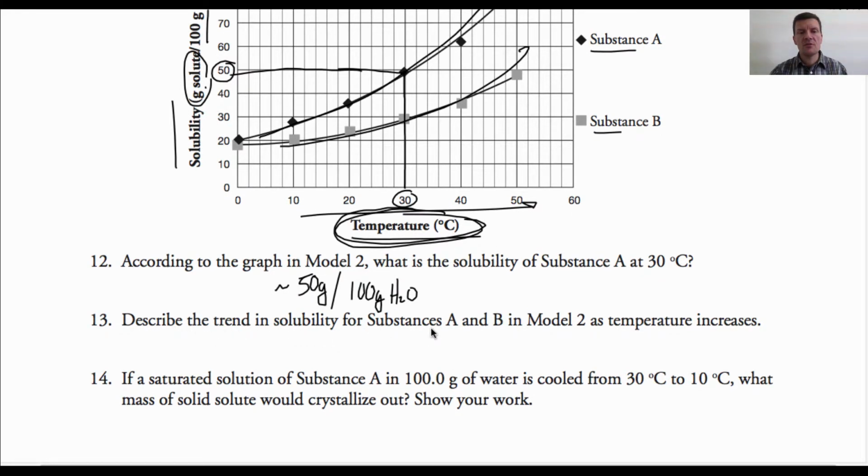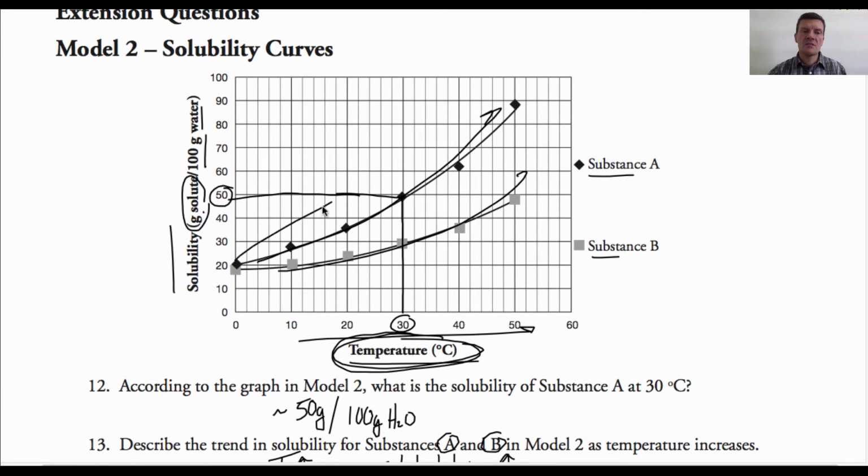Describe the trend in solubility for A and B in Model 2 as temperature increases. As the temperature increases, solubility is going to increase as well. It's not a linear increase. It is a little more of a curve like this. You might call that somewhat exponential, but it's not really a straight linear relationship. Okay?